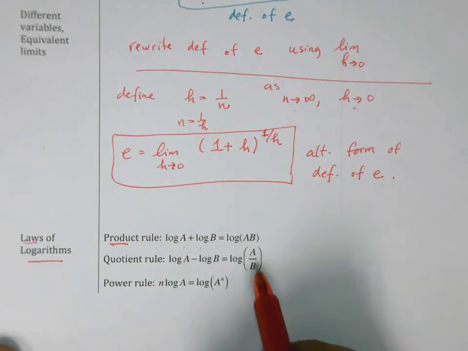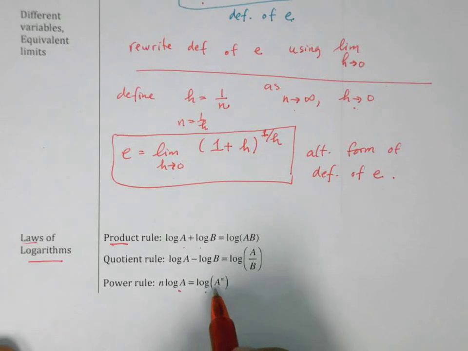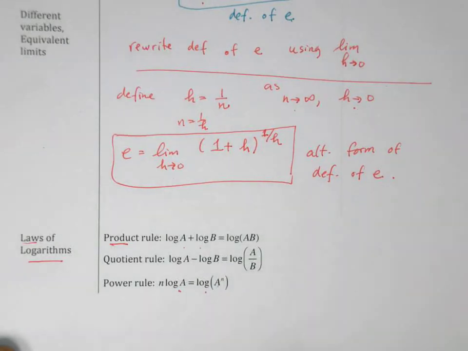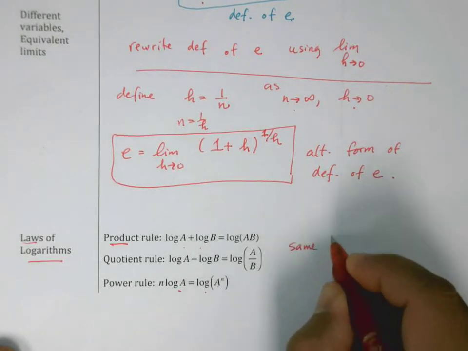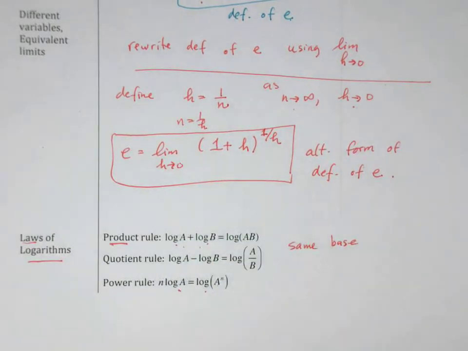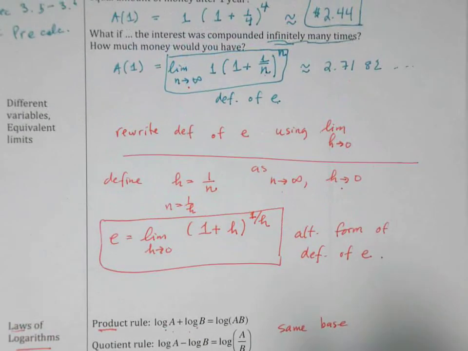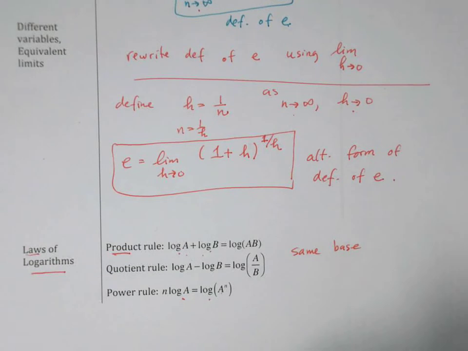And then if you have a number times a logarithm, it's the same thing as the logarithm of the quantity raised to that power. Again, these only apply to logarithms, and in all these cases they have to be the same base. Here I'm using log base 10 for all of these. So some ideas: the definition of e, the alternate form of the definition of e, and the laws of logarithms, so that we can now apply them to the next part of our progression.